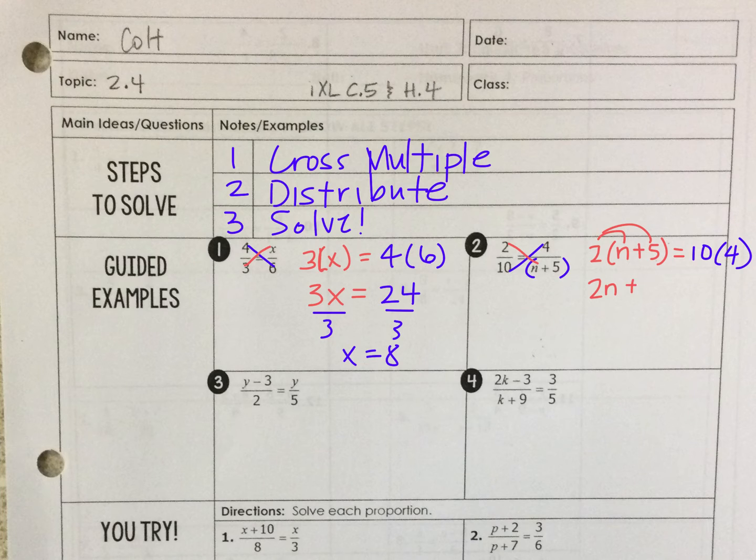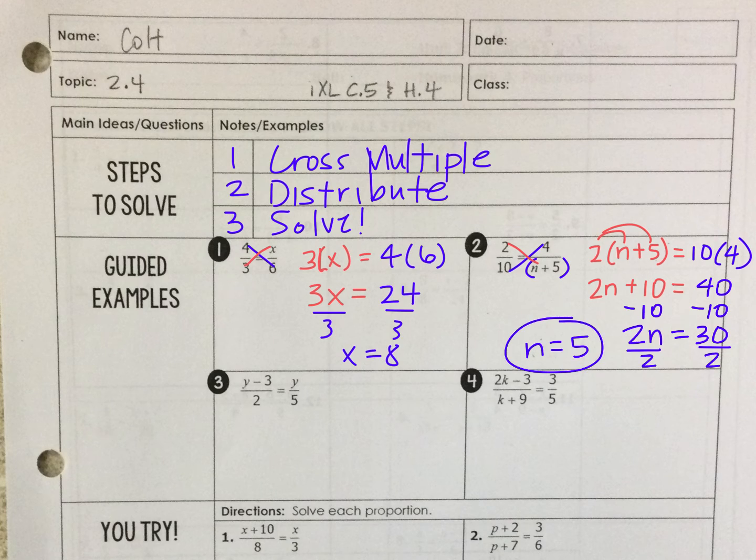2n, 2 times 5 is 10, equals, this other purple side, I just do regular old multiplication. 10 times 4 is 40. All right, now I need to move my 10 over. Now I got 2n equals 30. Divide by 2, n equals 5.